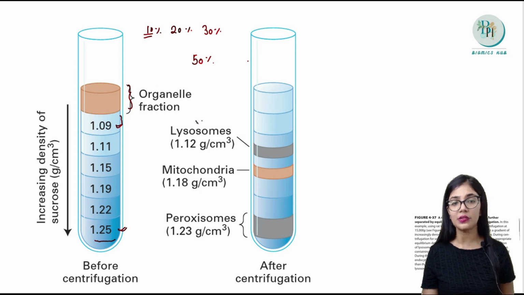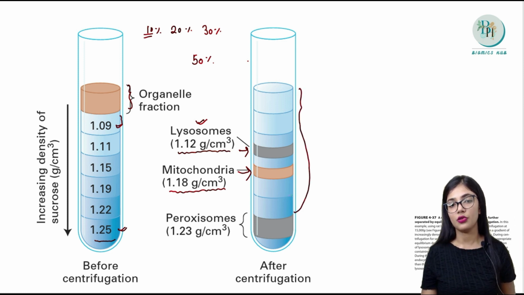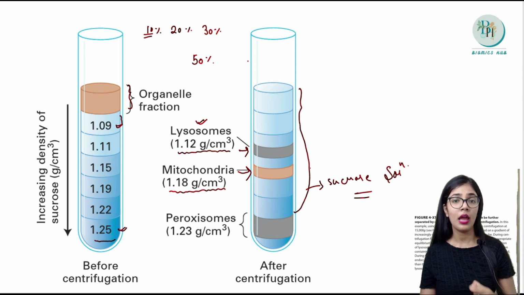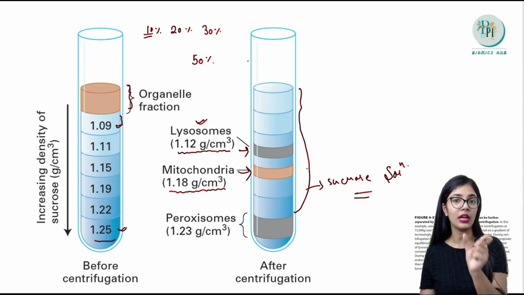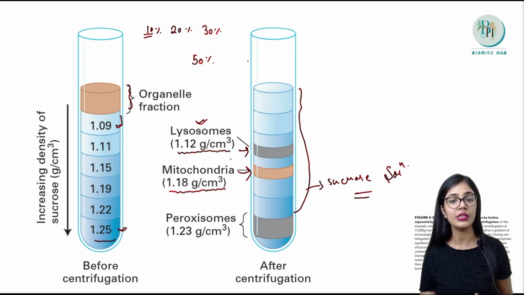Here we can see that the lysosome has a density of 1.12 gram per centimeter cube, so it will be present here. The next is the mitochondria. This mitochondria has 1.18 gram per cm cube, that means its place is here. This is the sucrose solution, and according to gravity, it is arranged. This is our control, like we know in which area how much concentration is present. Accordingly, we can extract the particles or organelles which are needed.